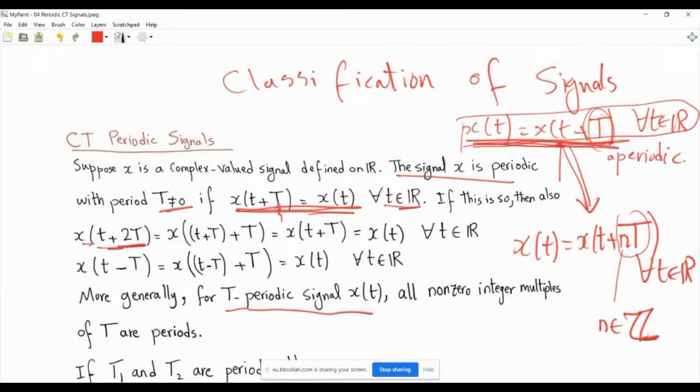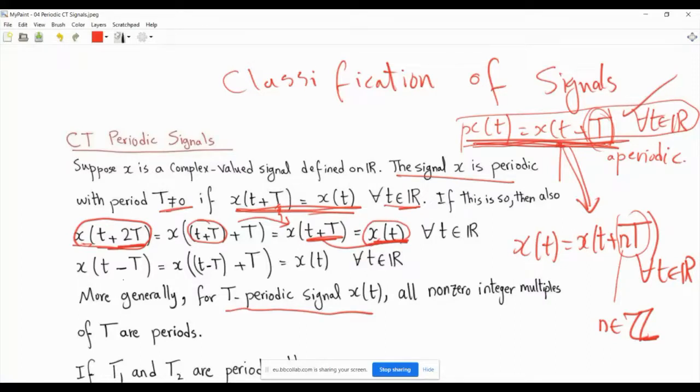So what is this equality telling you? X of something is equal to x of that same thing plus big T. So x of something plus big T is equal to x of this very thing, right? So if this is satisfied, then you can go from here to there. X of something, here it's just small t plus big T, plus big T is equal to x of t plus big T. But this is equal to x of t from this equation here. So x of t plus 2 big T is equal to x of t. And so on and so forth.